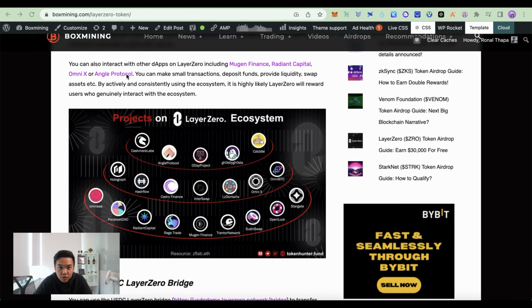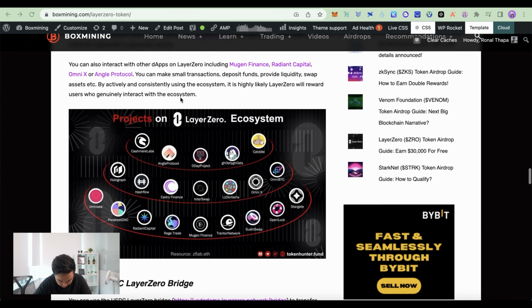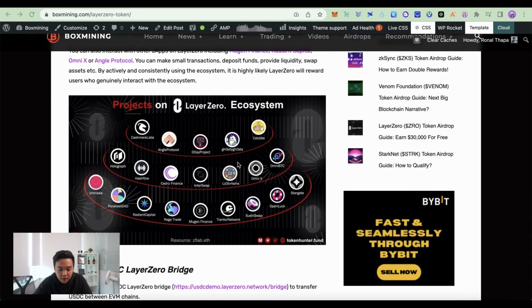Apart from using the bridges, you can also interact with other dApps on the Layer Zero ecosystem, such as Mujin Finance, Iridian Capital, OmniX, Angle Protocol, and these are DEXs that are deployed on several other blockchains as well, on Ethereum, Arbitrum, Optimism. And that's made possible because these projects use Layer Zero's tech to enable cross-chain liquidity transfers as well as data transfers. This picture is actually pretty outdated. Ever since then, there are many more projects deployed on the Layer Zero ecosystem.